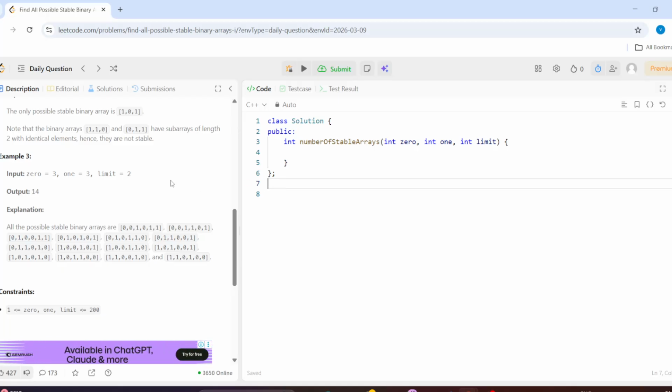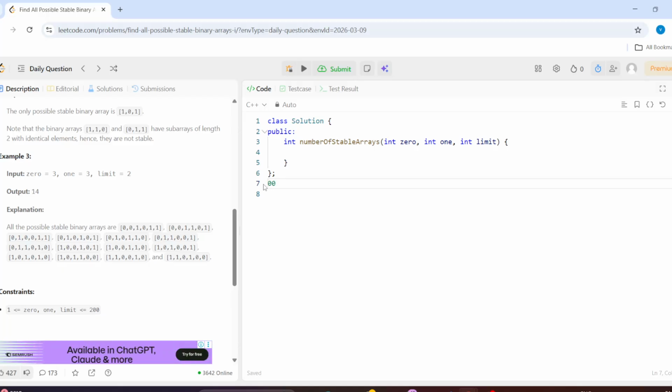In the third example, if we are starting with 0, the next element we can take is either 0 or 1. And if we take 0, then we have to make sure that the 0 does not appear continuously more than the limit times. Okay, so it is still less than.